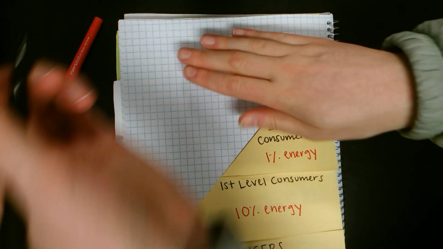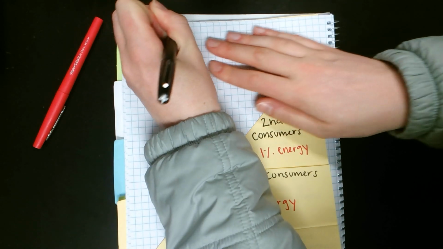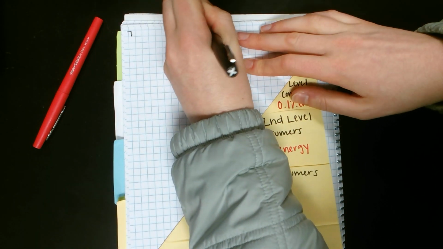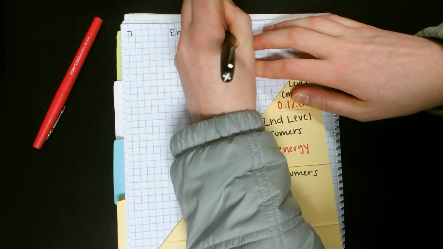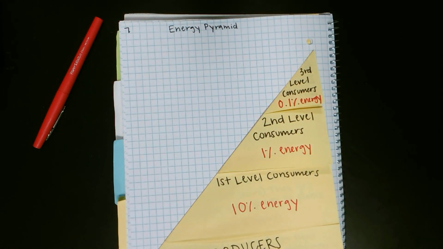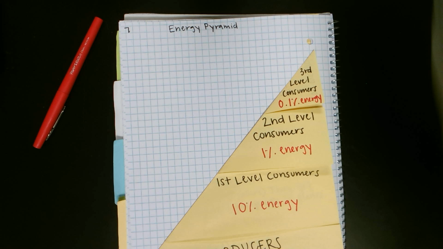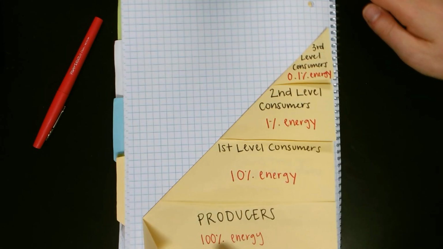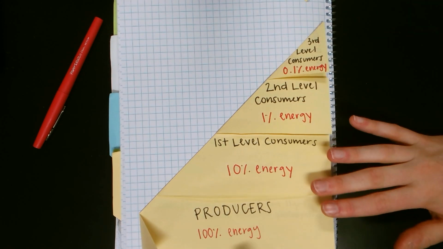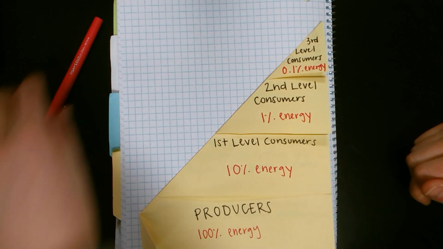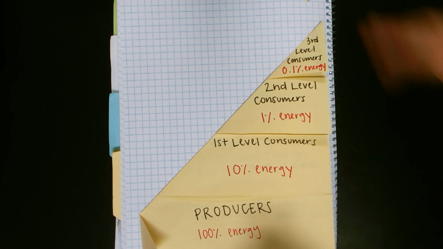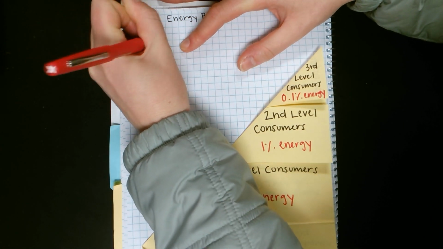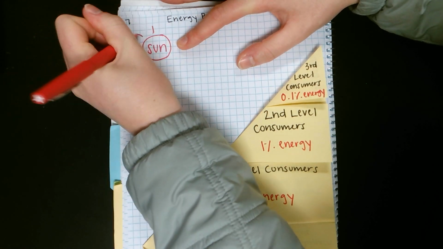Once this is glued in, we're on page 7, I'm going to title it Energy Pyramid. We're going to add in 2 more things. All of this energy that gets into the ecosystem through the producers comes from the energy source of light energy, which is the sun. My sun is going to be red today.